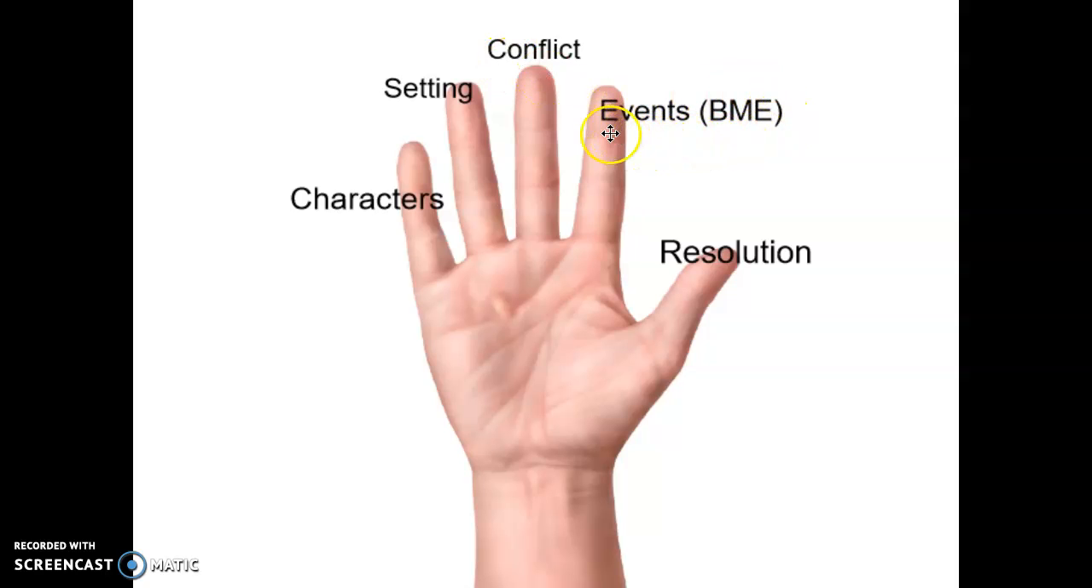The next finger is talking about the events in the story. So what happened first, next, and then? The beginning, middle, and end of the story, the events.